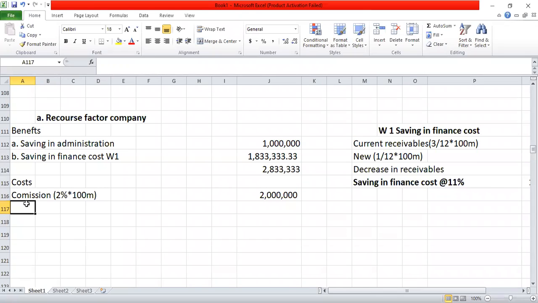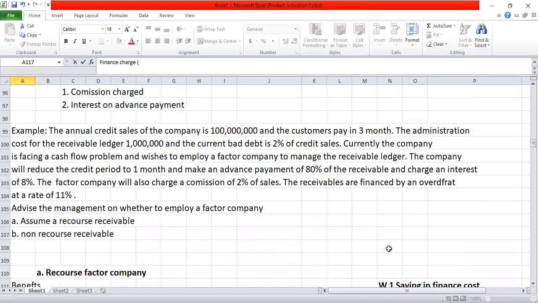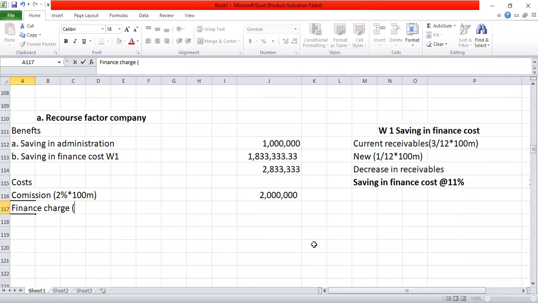Then we also look at the finance charge. The finance charge is 8%, 8% times our receivables.